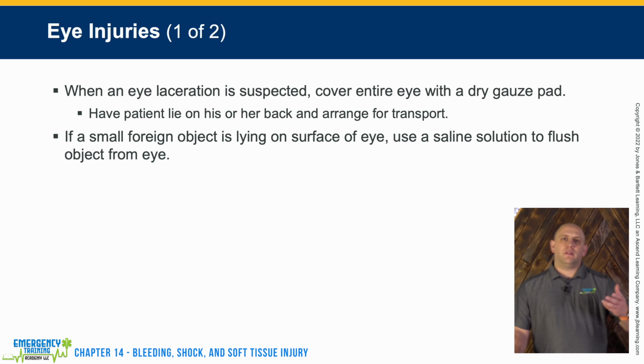It just depends on if there is something impaled into the eye and we need a better way of controlling that. If it is a small foreign object on the eye, something that you can see and easily flush out, like a metal flake or wood flakes or something, we can also use saline solution to flush that out of the eye prior to any of our bandaging or transport.